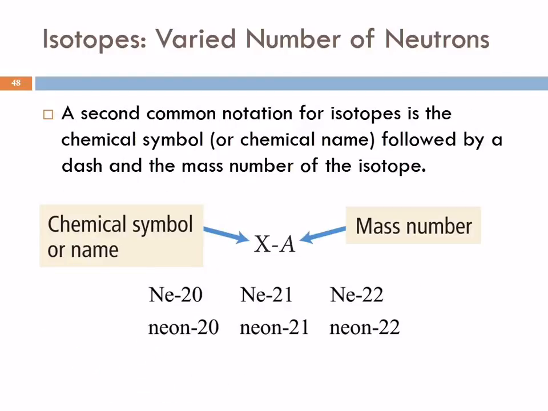Another way to indicate the isotopes is to use either the chemical symbol or its name with a dash followed by the mass number. So we could call it Ne-20 or neon 20. The other symbol gives us the number of protons, which is nice, but do we really need to be told the number of protons in neon? We have a big old periodic table on the wall, and if we want to know that, we just look at neon, oh, 10.